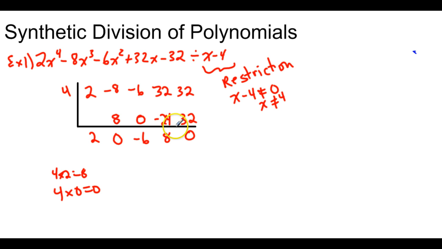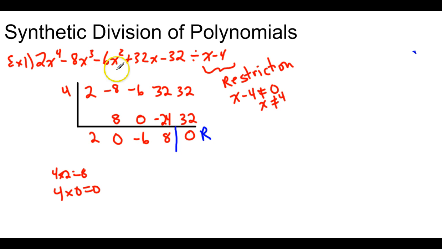Now the key here is that knowing we're dividing by this term, what we end up with is fewer terms in our result. And so the last value here is always going to be the remainder. So this is a 0 remainder, and then this represents the quotient from our division. So we've divided this by this, and this is the result.